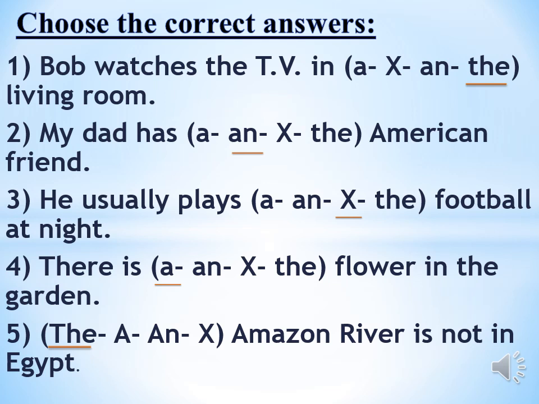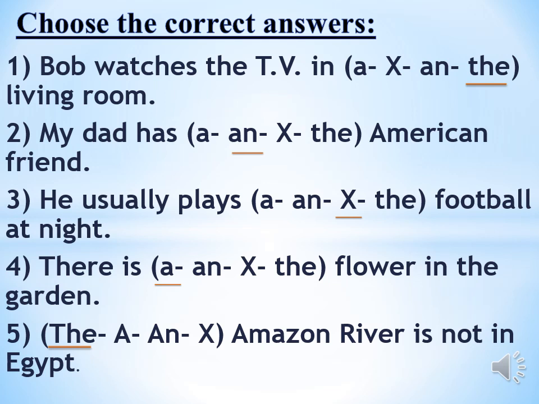In number 4, there is an, no article, or the flower in the garden. Here it's a singular noun. I'm not talking about a specific flower. So I have to say there is a flower in the garden.